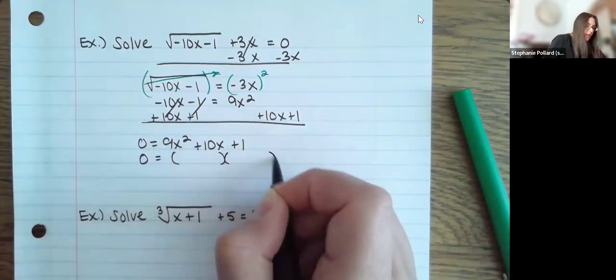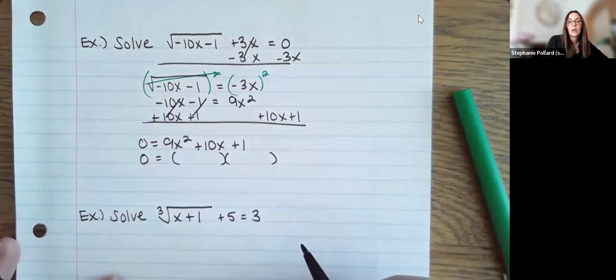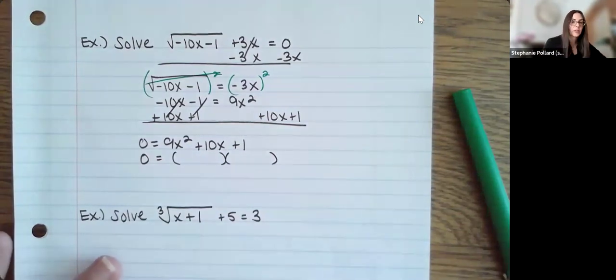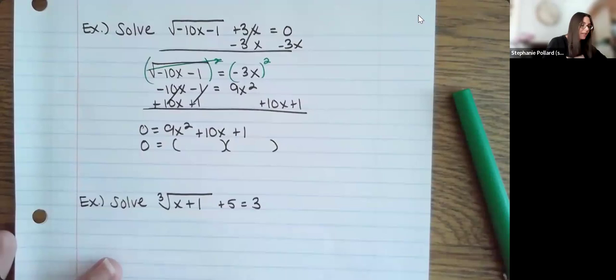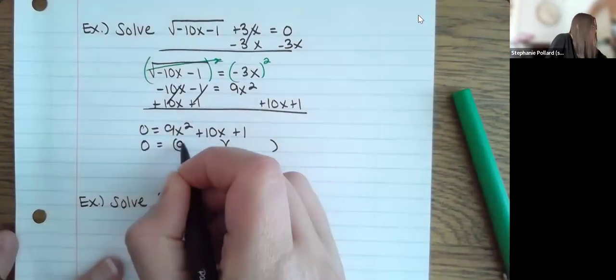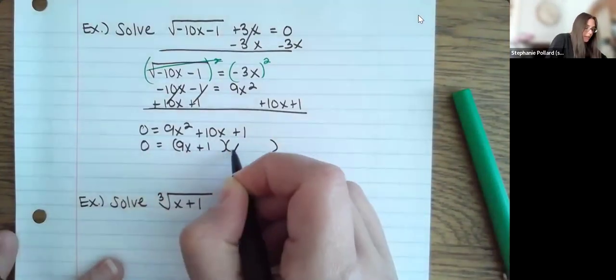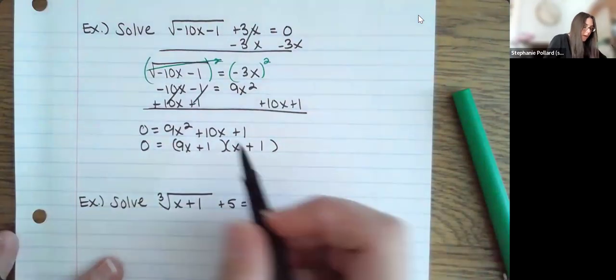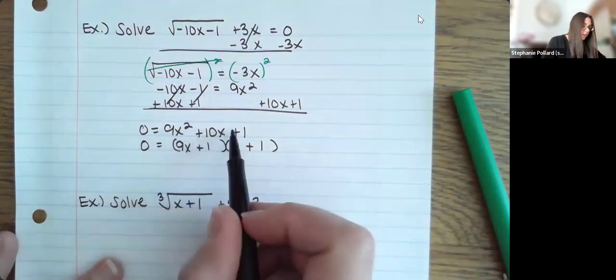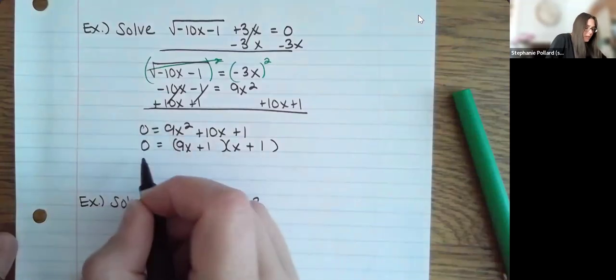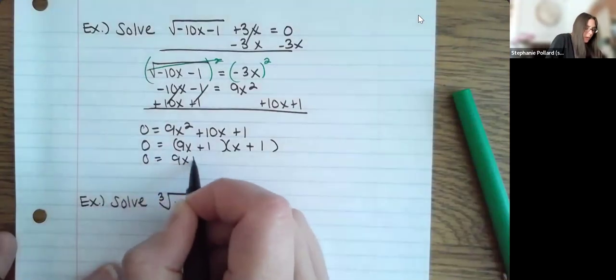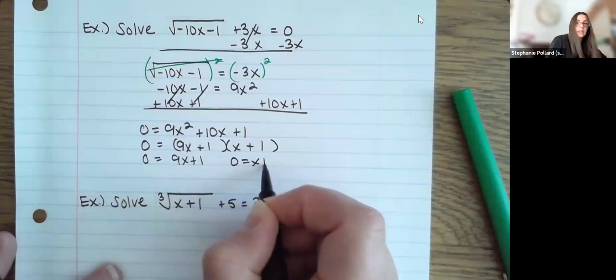Now, not everything is factorable. So we're going to have to check this here and see if we can factor this. It actually does factor. It factors as 9x plus 1 and x plus 1. That would multiply out to give me this expression here. And then don't forget, we set each of these factors equal to 0 and solve.